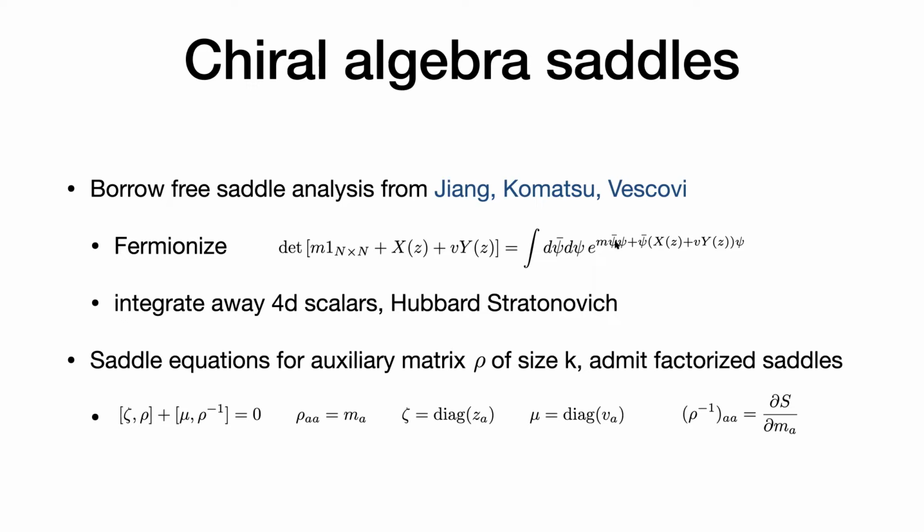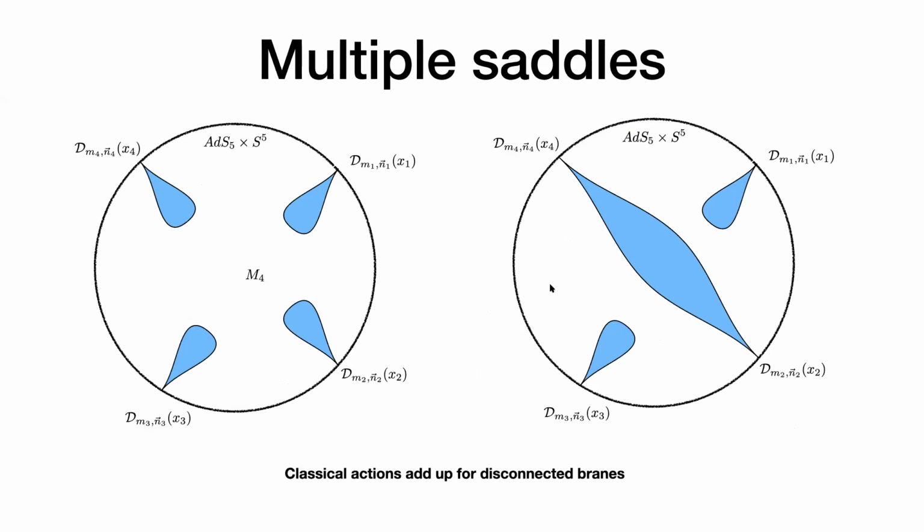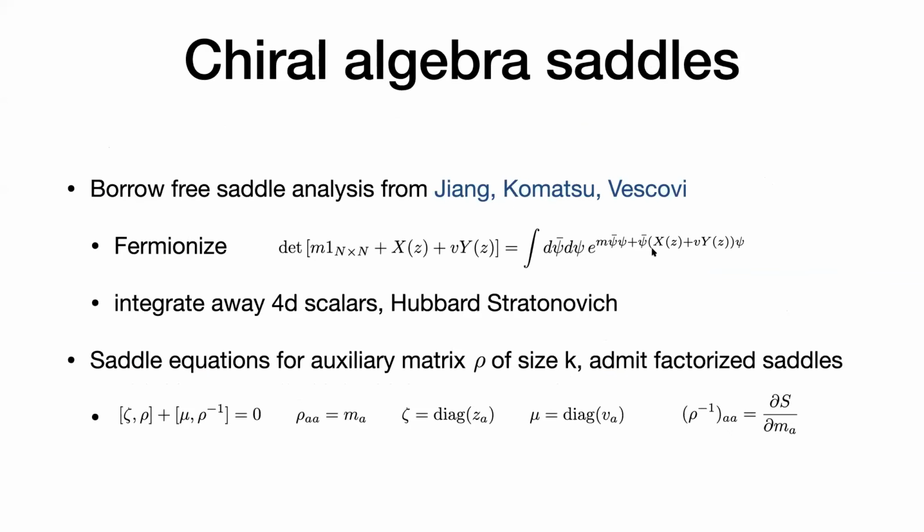But I should caution you that if you just do the naive perturbative expansion using this sort of action, you will always land on this kind of saddle where all the D-branes are disconnected. And a slightly more complicated analysis is required to understand the perturbative expansion around connected saddles.